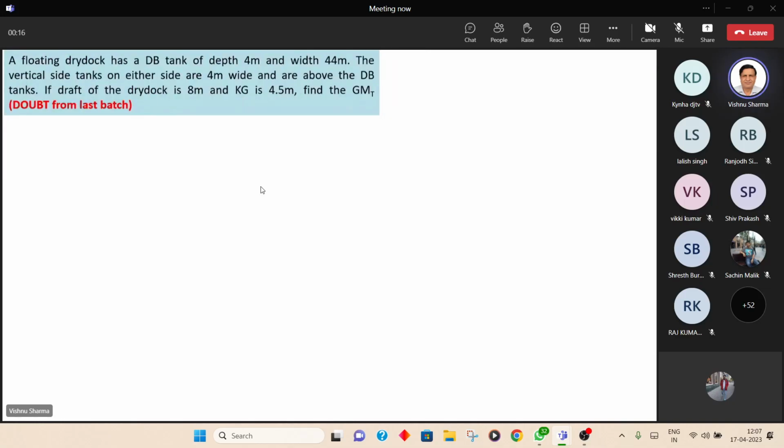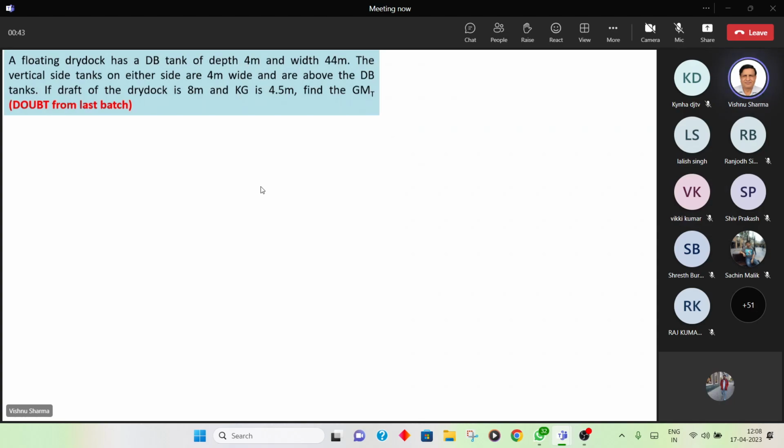This is the not last batch, last to last batch actually. A floating dry dock has a DB tank of depth 4 meters and width 44 meters. The vertical sides are tanks on either side, which are 4 meters wide and are above the DB tanks. If the draft of the dry dock is 8 meters and KG 4.5 meters, you have to calculate the GMT.